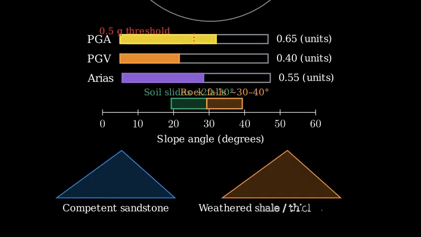Local conditions modulate susceptibility. Weak, highly fractured rock or thick soil mantles fail more easily than strong, intact rock. Water matters too. When slopes are saturated from rain or snowmelt, they are primed to fail under shaking.